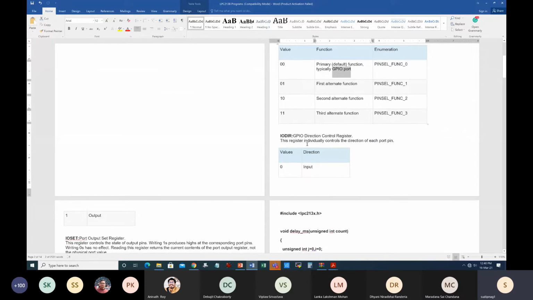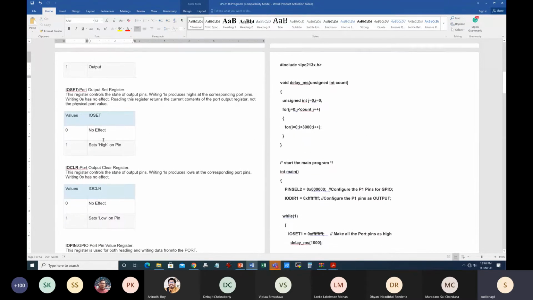I think this is very clear. Then we set the direction. Direction 0 means input, 1 means output. And then for this IO set and IO clear, if you write 1 to any one of the bits in this register, then the output pin goes high. In contrast, for clear, when you want to write 0 at a given port pin, you also have to write 1 to this particular register, and that resets the pin at the output.